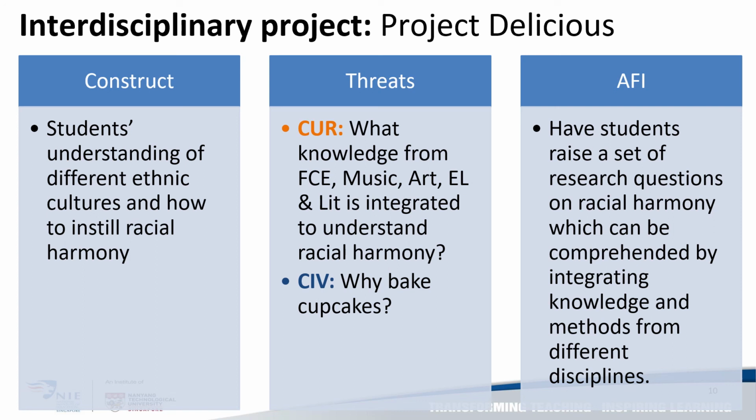So, in thinking about how to improve this interdisciplinary project, is to think about to what extent learning FCE, music, art, English, literature, etc. could help students draw from these disciplines to raise a set of questions on racial harmony, which could be further understood by integrating what they have learned.